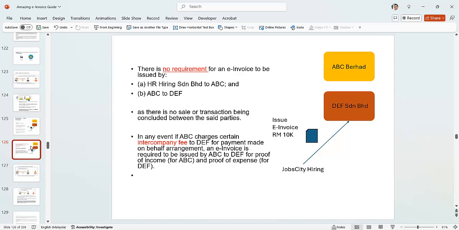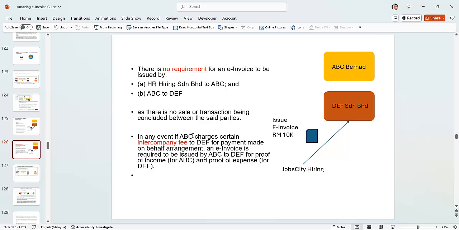Let's take a look here. There's no requirement for an e-invoice to be issued by Job City to ABC, right? Because they already issued that e-invoice to DF. And there's also no requirement between DF and ABC. So the buyer still remains as DF. It's just that the person who pays is ABC. Because there's no sales transaction between the related parties, so it's not considered sales, because this is already accounted for.